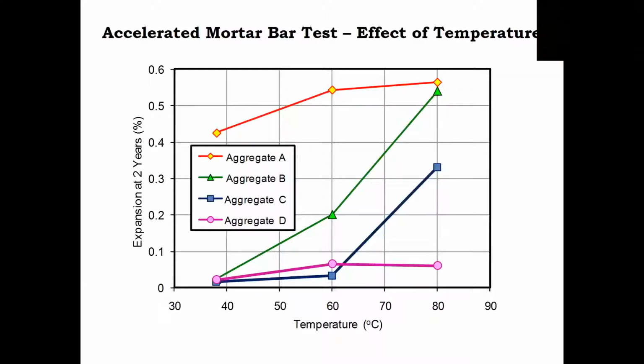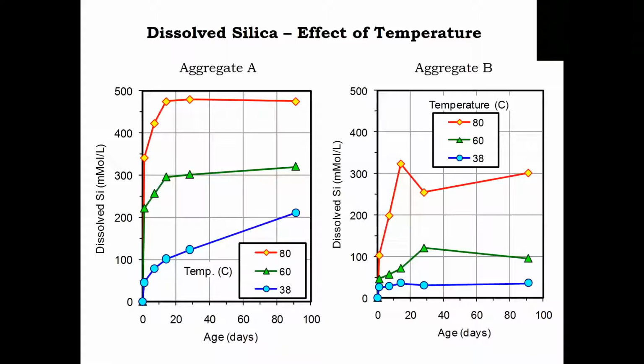We tested more than just these two aggregates. Some aggregates behave well, don't expand at either 38 or 60, but do at 80. Some aggregates don't expand even if you go to 80, and then you have aggregates that expand at all the different temperatures, like our aggregate A. This can be explained entirely based on the solubility of the silica in those aggregates. These graphs show silica solubility as a function of temperature for aggregates A and B. For aggregate A, the silica is soluble at all temperatures.